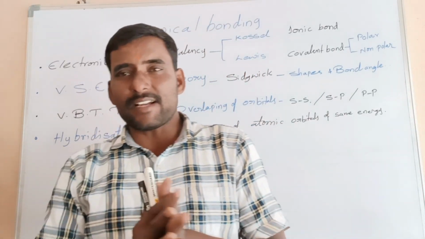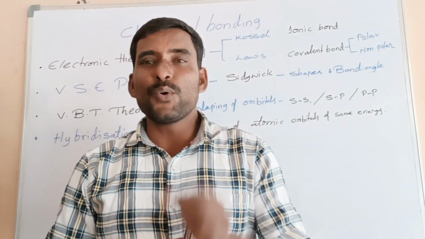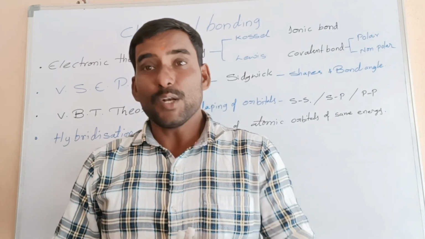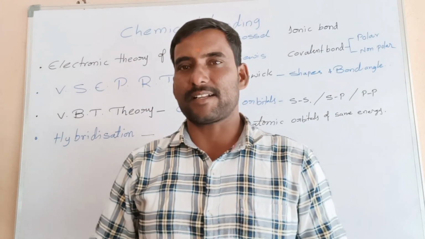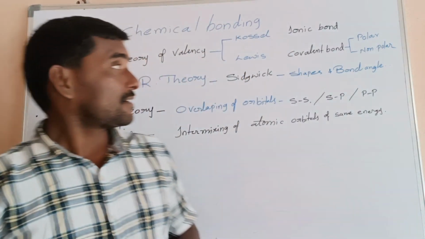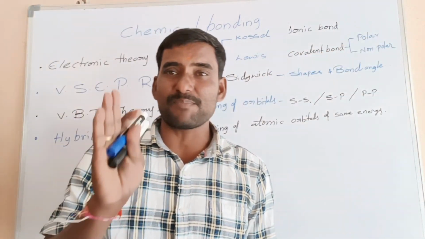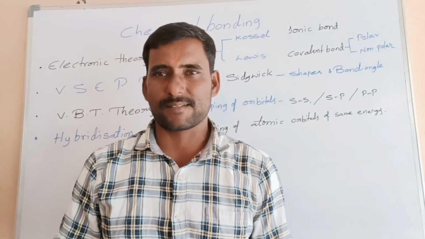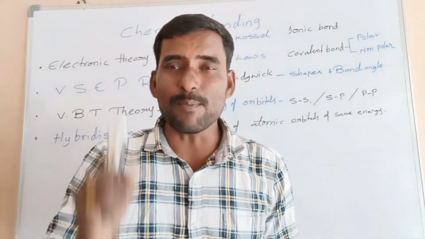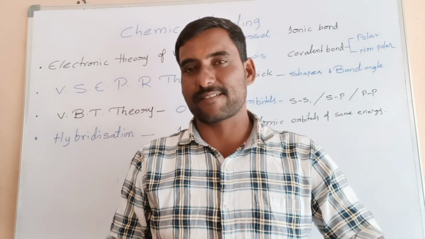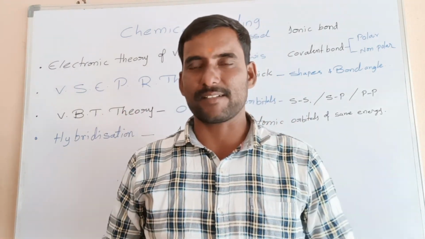Now Lewis gave the Lewis dot structure. Lewis explained the covalent bond. That covalent bond is also classified into 2 types, polar and non-polar covalent. Covalent bond means the sharing of electrons between 2 atoms.